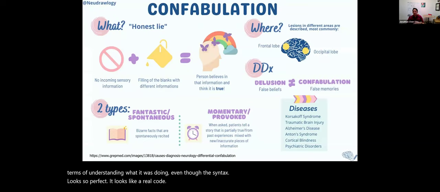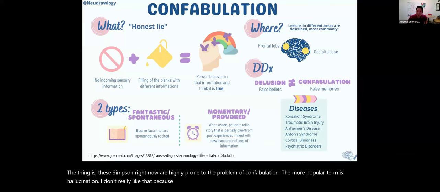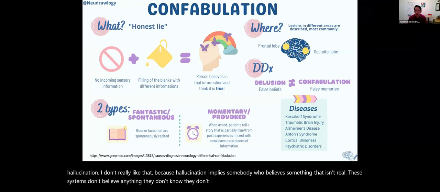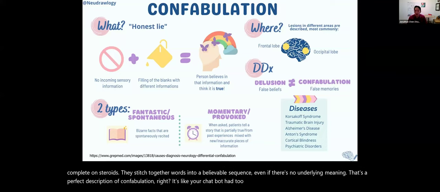The thing is, these systems right now are highly prone to the problem of confabulation. The more popular term is hallucination. I don't really like that because hallucination implies somebody who believes something that isn't real. These systems don't believe anything. They don't know, they don't understand, they don't think. What these things do is they're autocomplete on steroids. They stitch together words into a believable sequence, even if there's no underlying meaning. That's a perfect description of confabulation, right? It's like your chatbot had too much alcohol and now has Wernicke-Korsakoff syndrome.